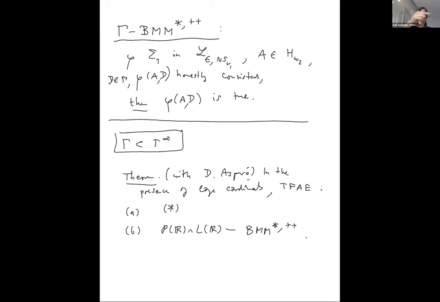Now the third item I could write here is that, because we saw that if something is honestly consistent and of the right type of statement, then we can actually force it, in the presence of the theorem from the last slide, it's immediately clear that bounded Martin's maximum star plus plus is simply equivalent to the unstarred version of bounded Martin's maximum.